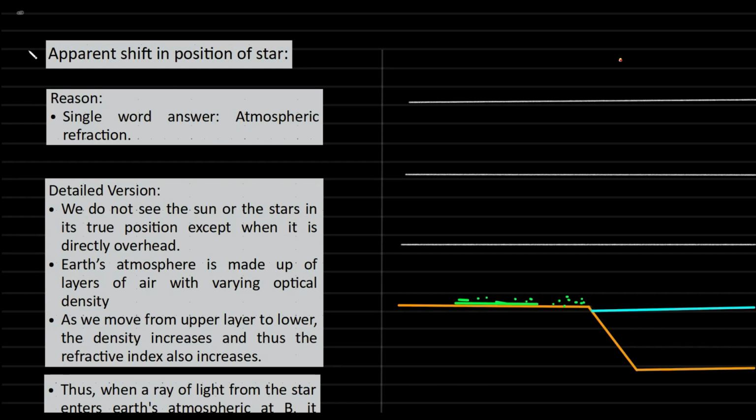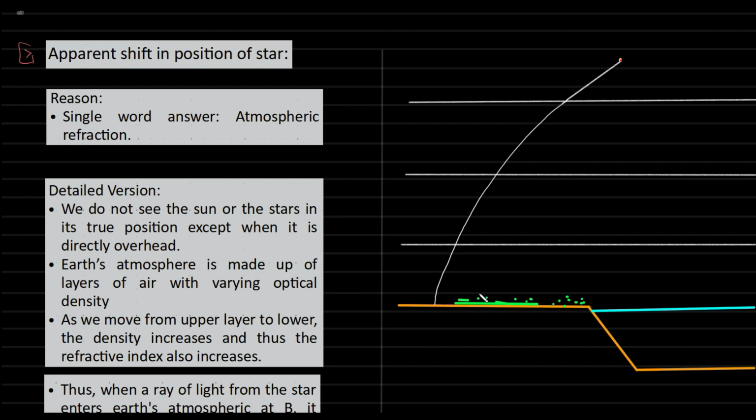Apparent shift in position of the star. I'll explain this. So we have seen that starlight, when it reaches us, what happens? It will bend. The amount of bending depends on the atmosphere, but we know that it will bend and it will reach us. Okay, not to this extent though. Anyways, doesn't matter.